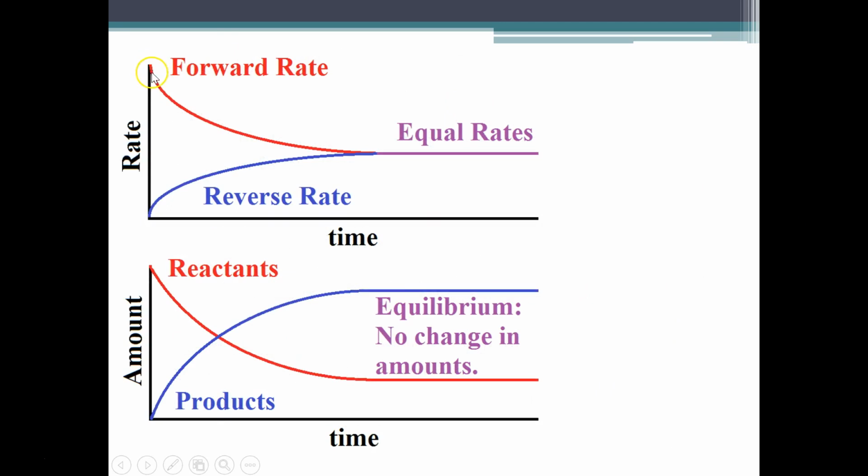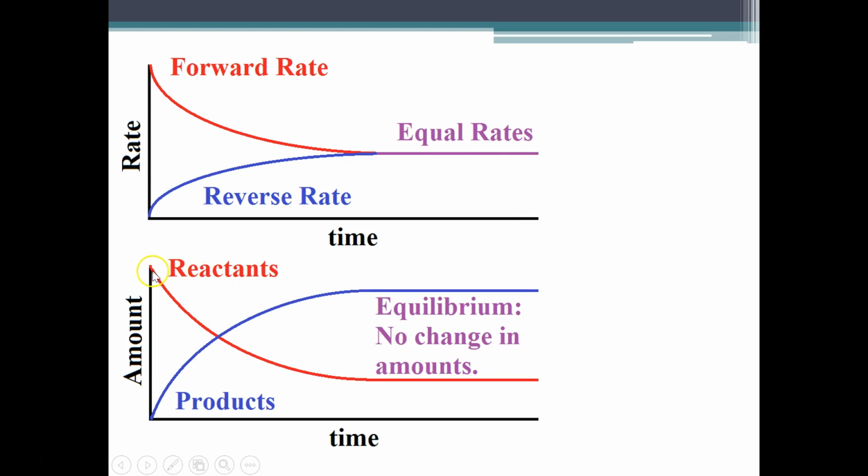Alright, so we can look at this graphically. Initially, the rate of the forward reaction starts fast and then decreases over time, and that is because reactant particles are being used up. Conversely, as reactant particles are used up, product particles are created, so the rate of the reverse reaction will steadily increase over time. Eventually, the two rates will equal and steady each other out, and that is when you are at equilibrium.